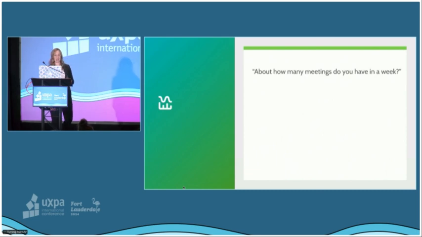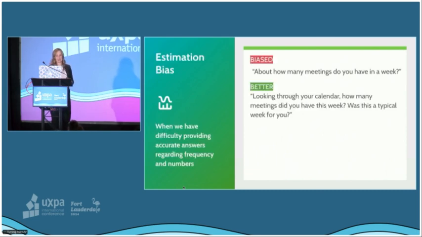Estimates tend to be optimistic and exaggerated. If we want exact numbers, we need to find ways to get exact numbers. So maybe a better one for this would be, let's pull up your calendar and look through it. How many meetings did you have this week? Was this a typical week?